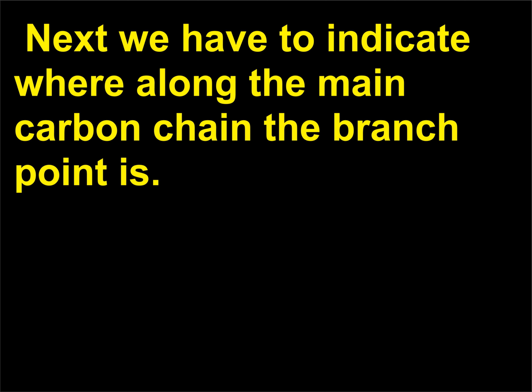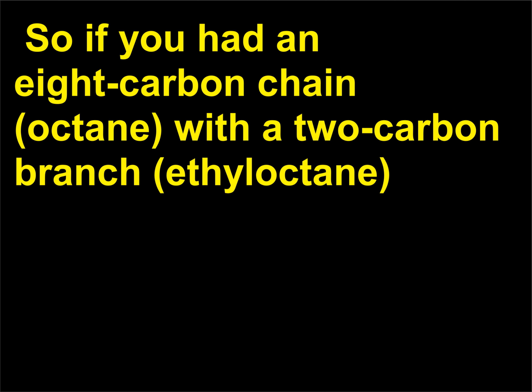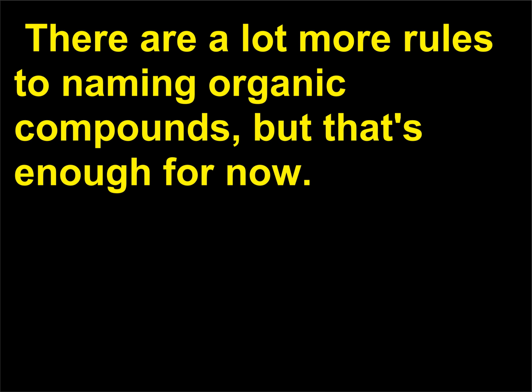Next we have to indicate where along the main carbon chain the branch point is. This part is pretty simple, just number the carbon atoms and put this number before the name of the branch. So if you had an 8-carbon chain, octane, with a 2-carbon branch, ethyl octane, on the third carbon from the end, it would be called 3-ethyl octane and look like this. There are a lot more rules to naming organic compounds, but that's enough for now.